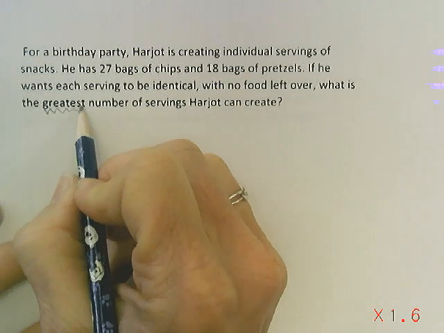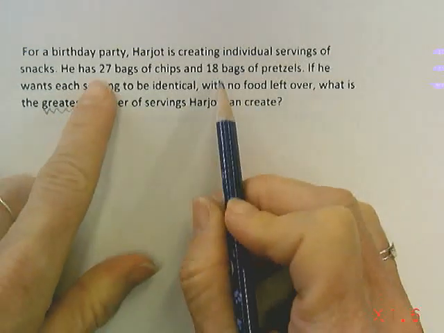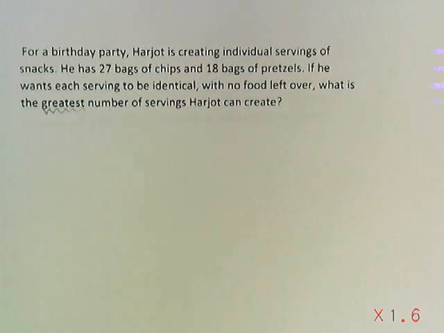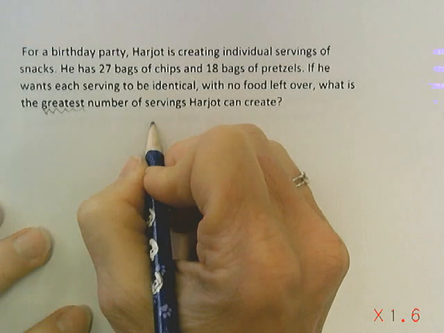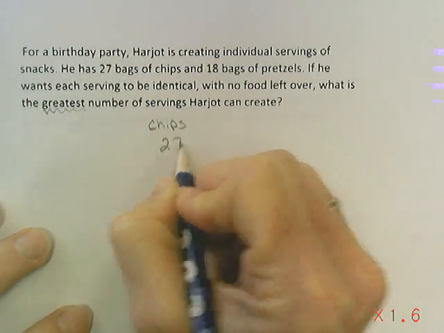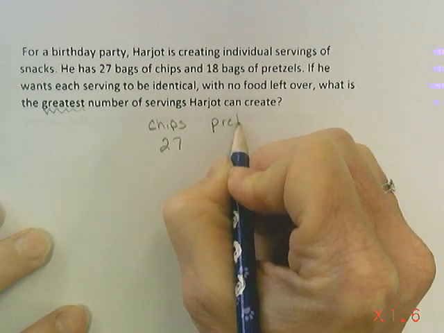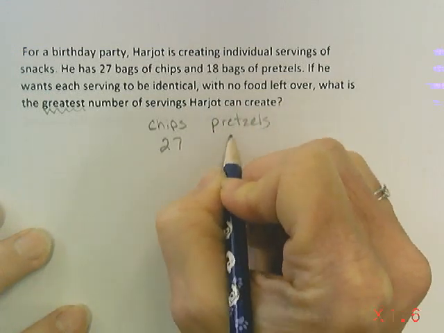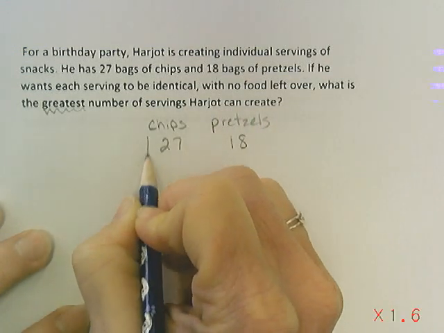So this is a similar kind of question. It's asking the greatest number of servings. I have a limited amount of chips and pretzels that we're going to break into smaller groups. So that implies I want to find the GCF. So I'm going to label things a little bit differently this time. Chips, 27. Pretzels, 18.